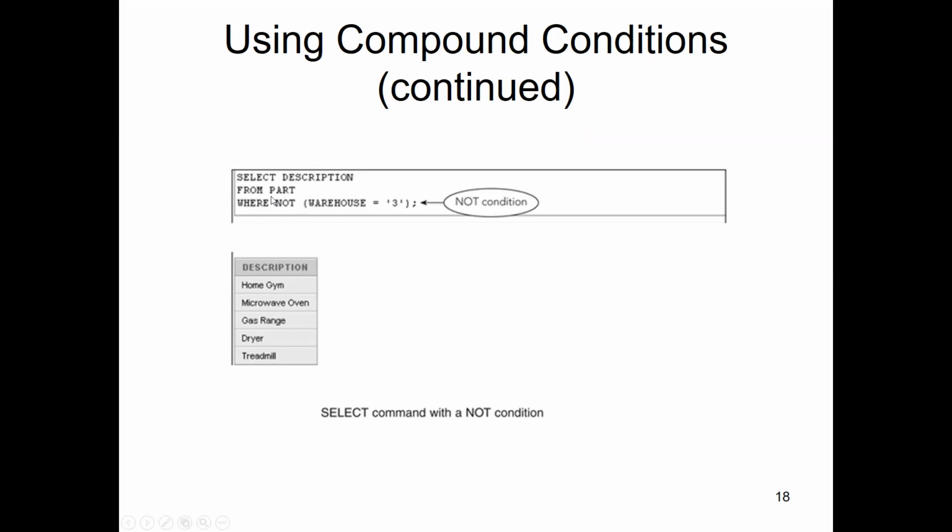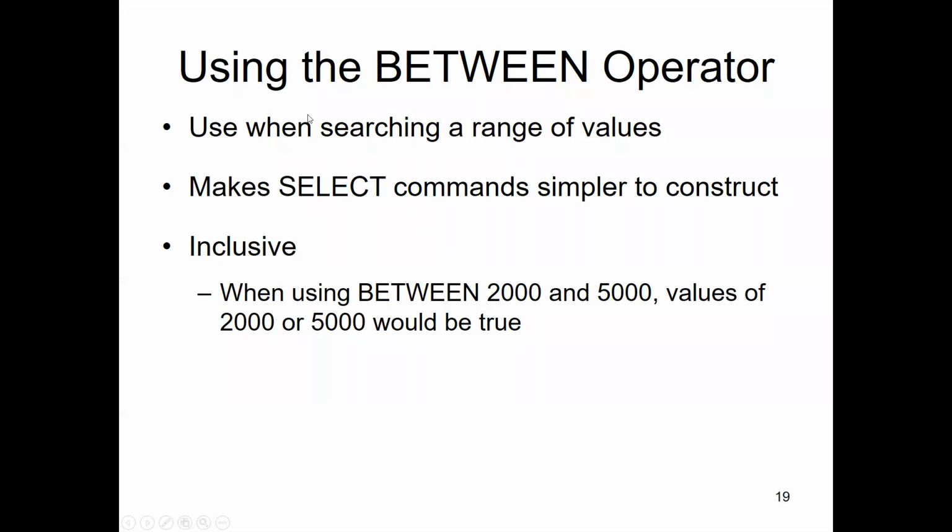Now, what's this one? Here's another one. What we're saying here is, all right, some of the parts are found in a warehouse called warehouse 3. What I actually want is the parts that are not found in warehouse 3. So they could be in warehouse 1, 2, 4, 5, as long as it's not 3. So this is going to exclude from my result everything that's in warehouse 3, but everything else will be included.